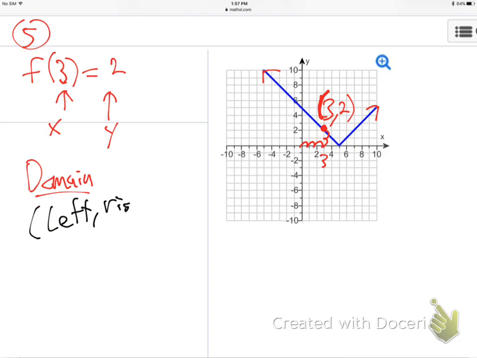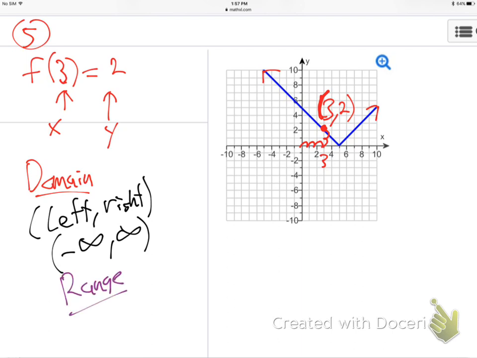Yeah, left edge, right edge. Remember, domain's always left edge, right edge. Negative infinity to positive infinity, right? Forever left, forever right. A little different for range. Let me let you figure that out. What would be the range? Let me give you a second. Try that. Remember, range is bottom, comma, top. Give everybody a chance there.